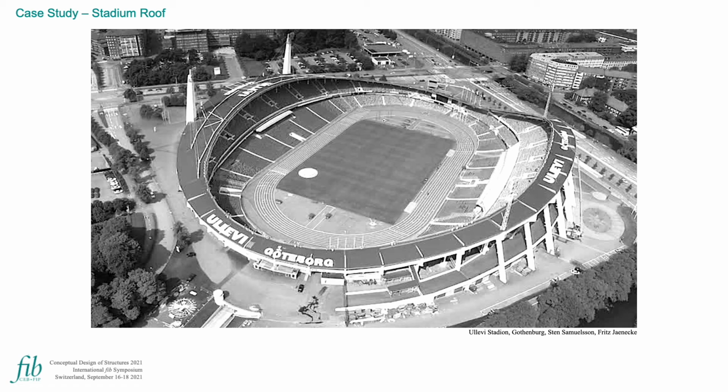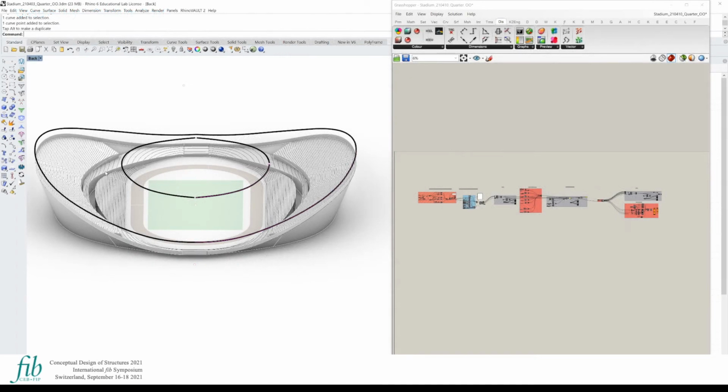In this case study, the fictitious design task is to design a new roof for the Ullevi Stadium in Gothenburg, Sweden. The following video shows a possible integration of VGS in the conceptual design phase. The idea is to design a spoke wheel system that follows the characteristic undulation of the bowl and at the same time creates more cover than the existing roof. The target curves are for the tension ring and for the compression ring on the outside.